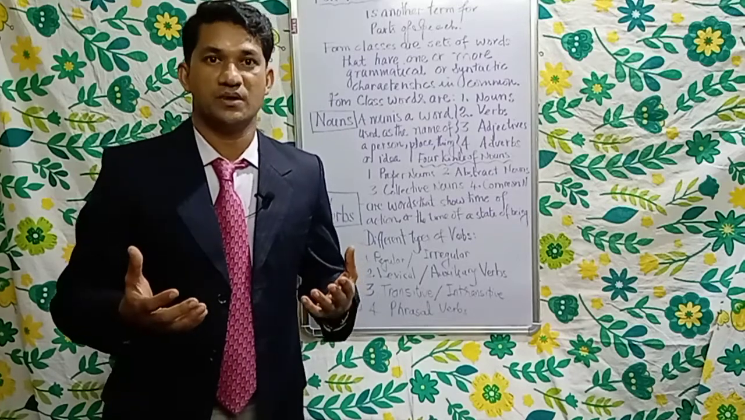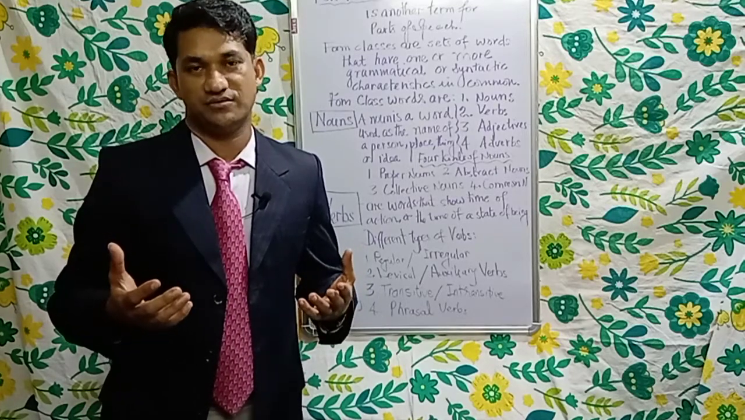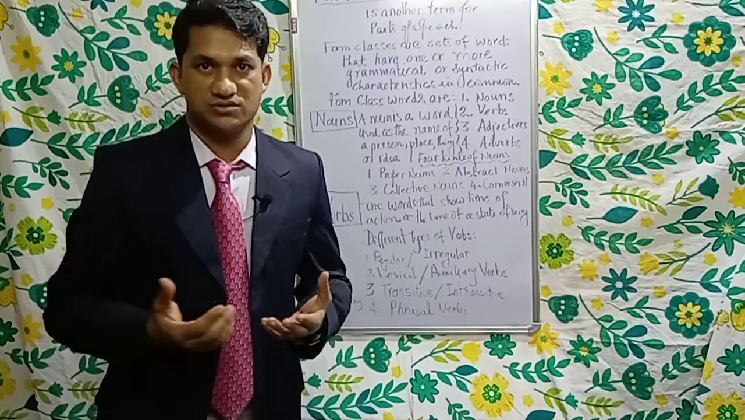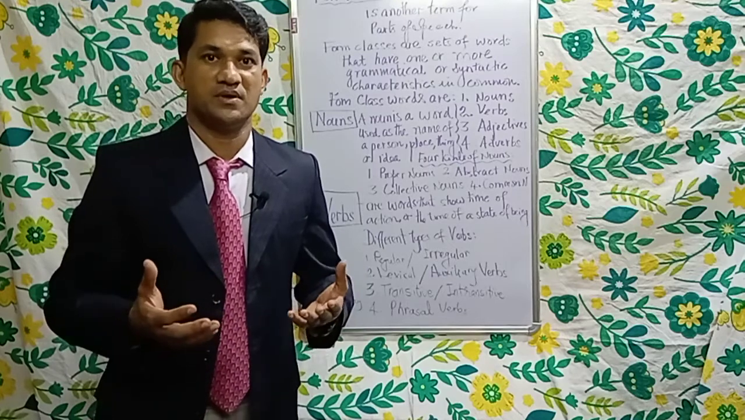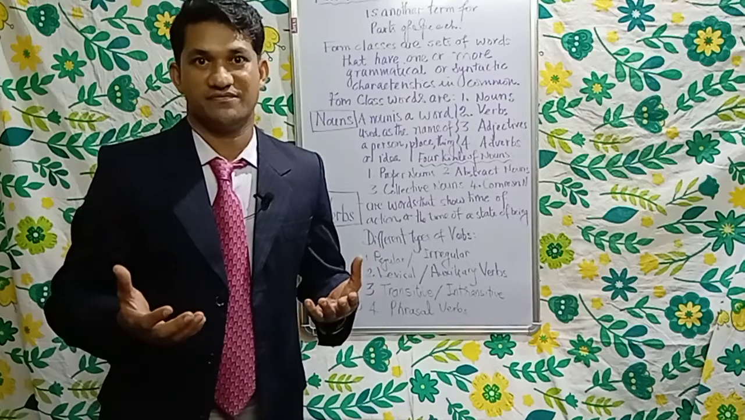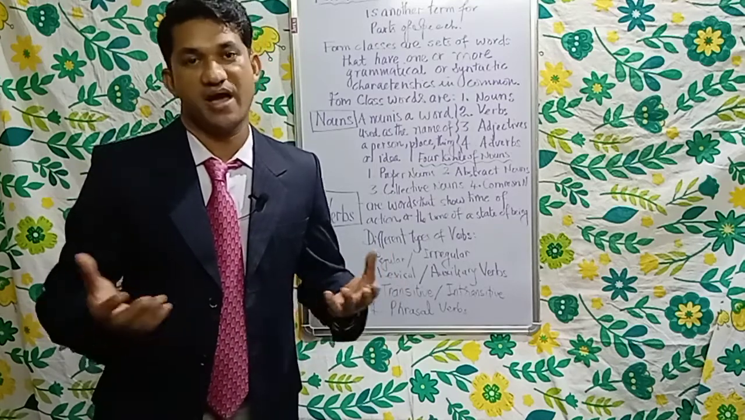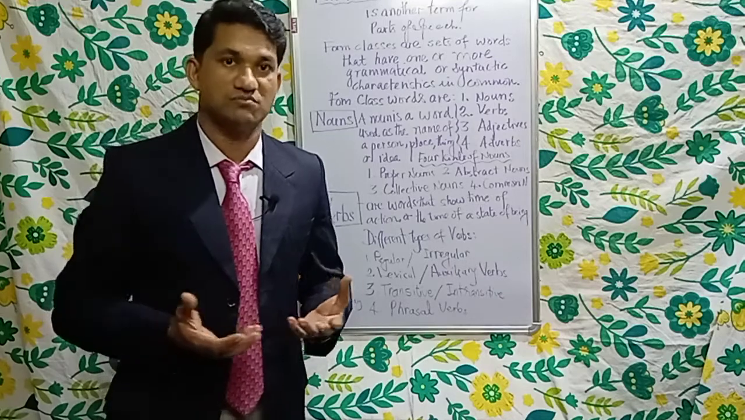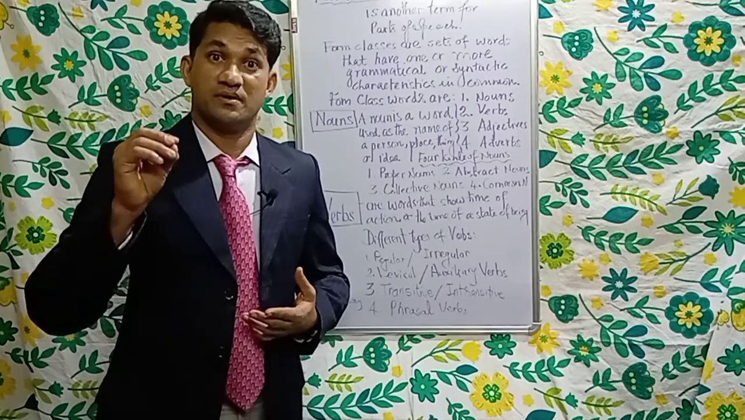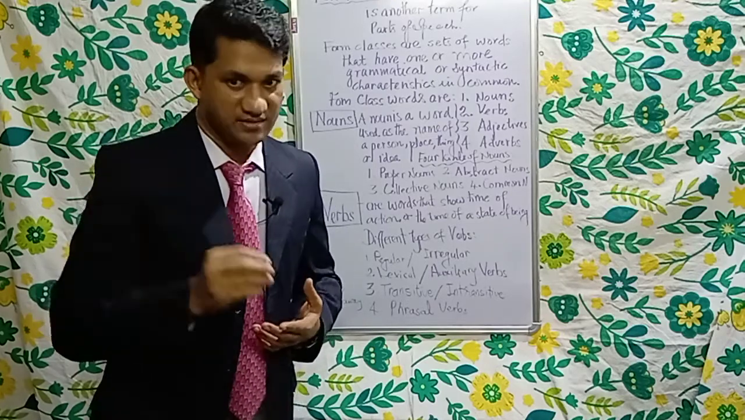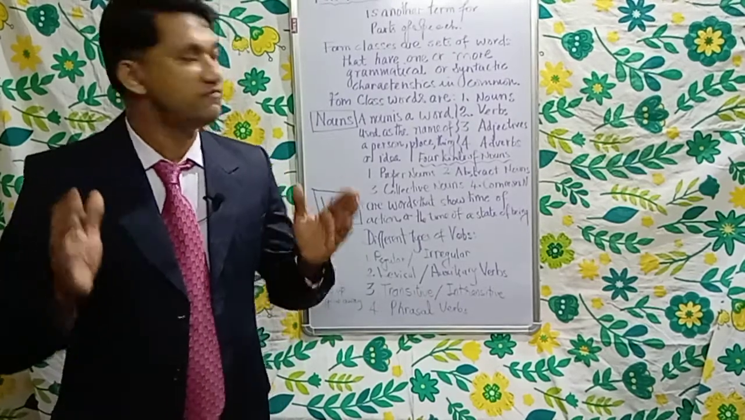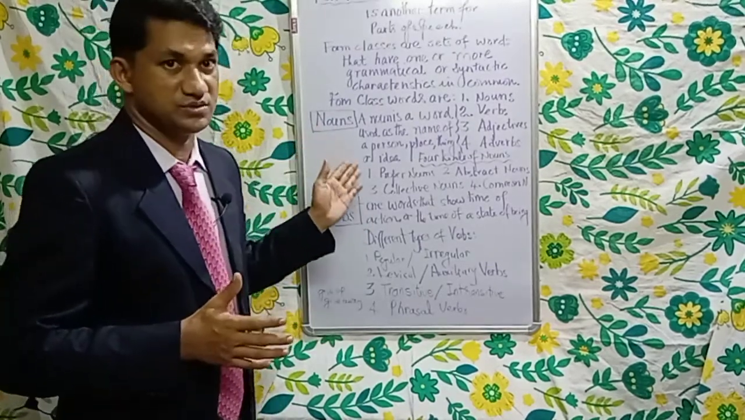Proper nouns we know are words that denote names of persons, places, rivers, mountains, etc. So we have names of countries like India, Australia, Canada. Similarly, we have rivers like the Thames, the Ganges. Similarly, we have, of course, mountains like the Alps, the Himalayas. So we have proper nouns, abstract nouns, collective nouns, and common nouns. So these are the four types of nouns.